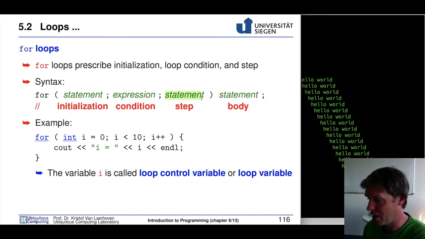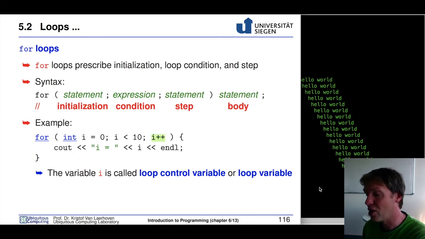And then we have our step statement, which indicates by how much we step our loop over here. Usually you'll find i++, that means i equals i plus 1, basically, which is a statement. And this is followed by a body for the for statement, which we tend to always do with the curly braces as a compound, so as multiple statements, because that is a safer way. And the variable i that we initially have here for our for loop and that we use in this loop is called our loop control variable or loop variable.